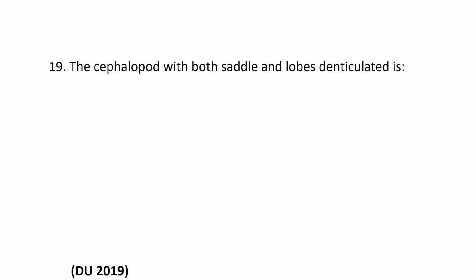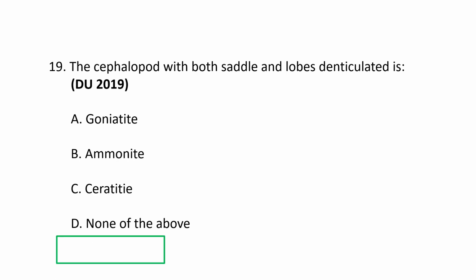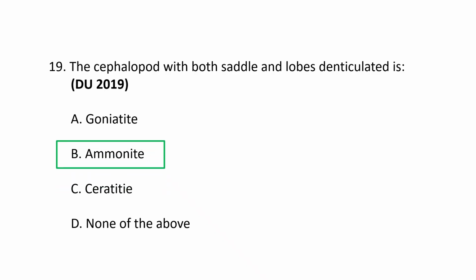The cephalopod with both the saddle and lobes denticulated is A. Goniatite, B. Ammonite, C. Ceratite, and D. None of the above. The correct option is ammonite. The ammonite is an extinct group of cephalopods with the saddle and lobes in their shell which are denticulate. These structures are part of complex suture lines found on the shells of ancient ammonoids and contribute to their distinct appearances.